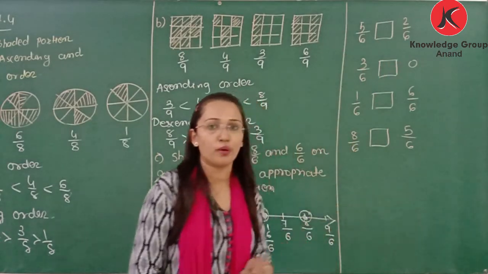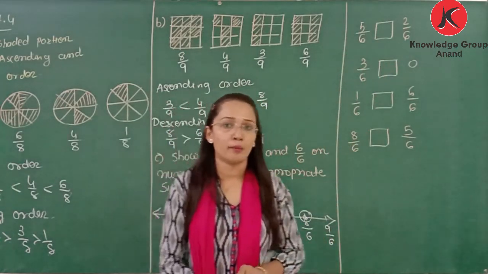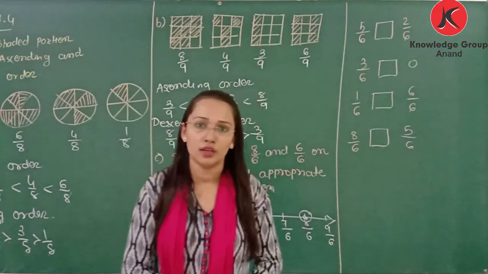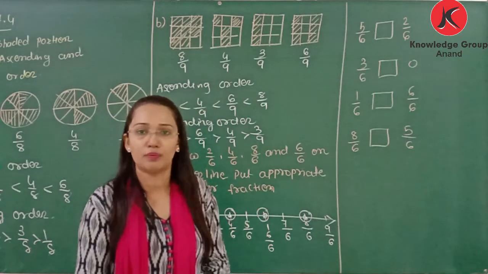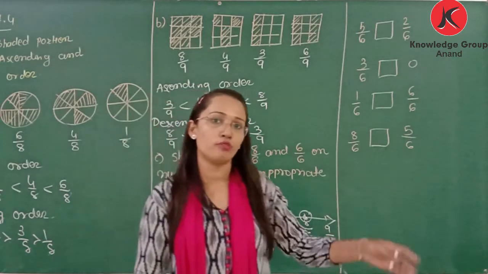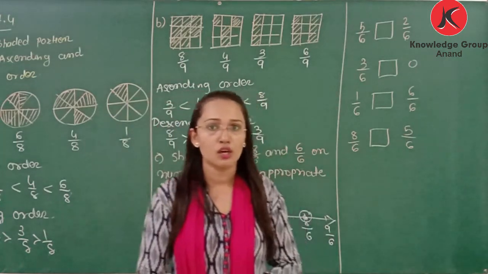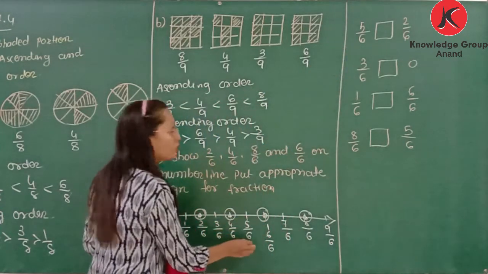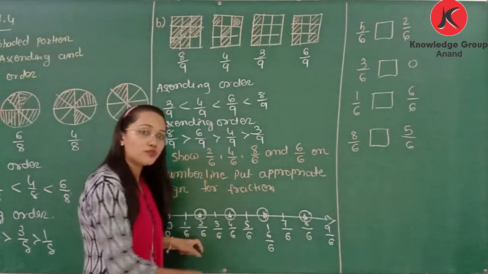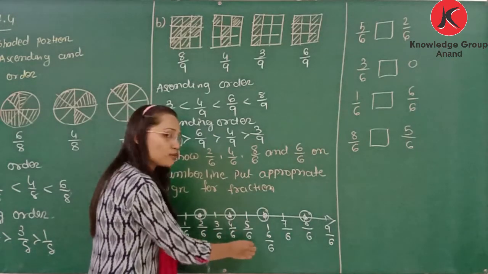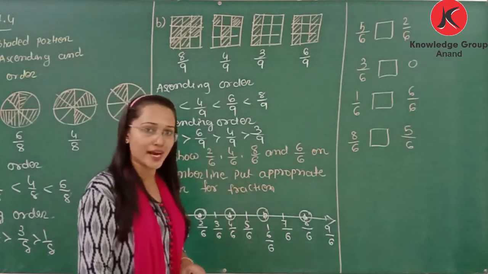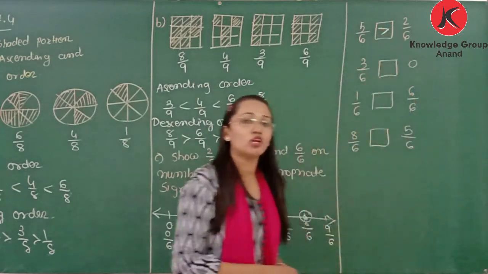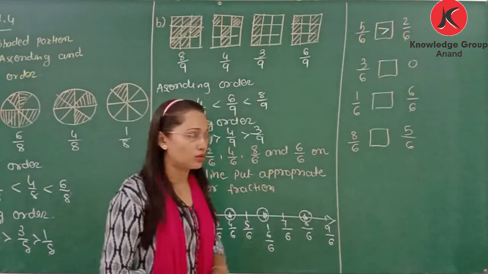Okay, as we perform on a normal number line, whichever number is on the right side becomes larger than the left side, because on a number line, on moving right side, numbers are increasing. So 5 by 6, that is here, and 2 by 6, that is here. So which one is on the right side, 2 by 6 or 5 by 6? Obviously 5 by 6 is on the right side. So 5 by 6 is greater. You can also compare from the number line. Okay.